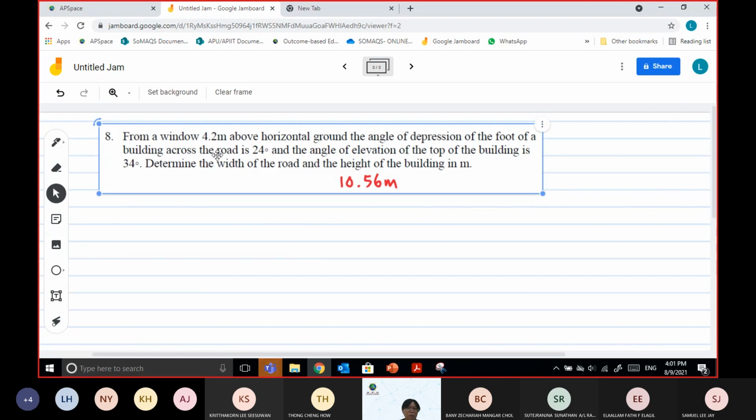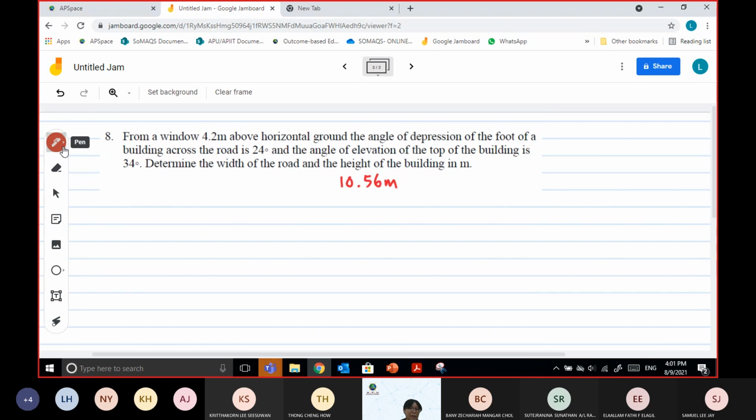From a window 4.2 meter above horizontal ground, so that means say there is a window. Okay, so this is a window, and this window is 4.2 meter above the horizontal ground. So this one is the horizontal ground.